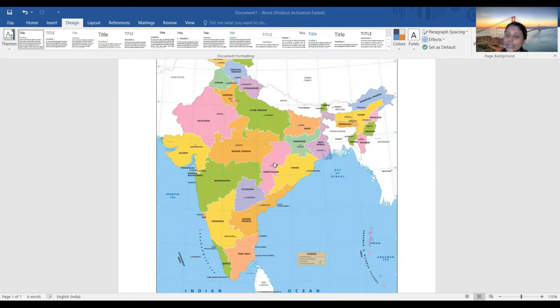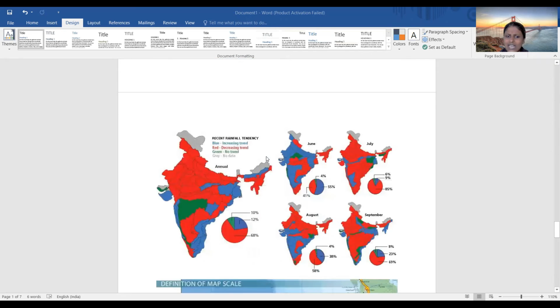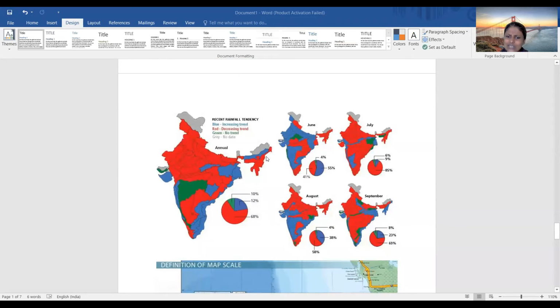It talks about how many union territories and how many states are present inside our India. As well, you can observe even the world political map too. What is this? It looks completely different, right? So this is called a thematic map.